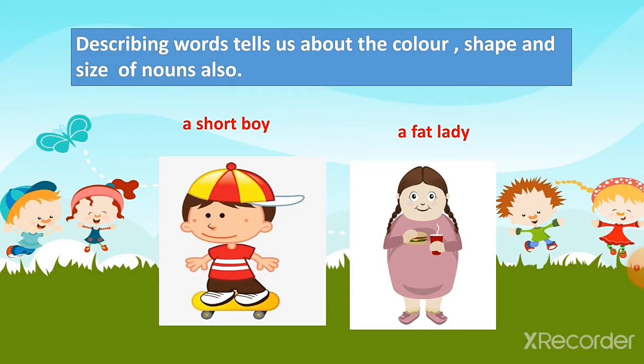Kids, we saw this in the last video also. Let us revise again. Describing words tell us about the color, shape and size of nouns. Kids, you can see that in the picture there is one short boy. The word short is used to describe the boy. A fat lady. How is the lady? The lady is fat. So short and fat are the describing words.